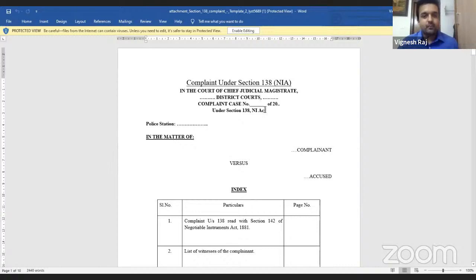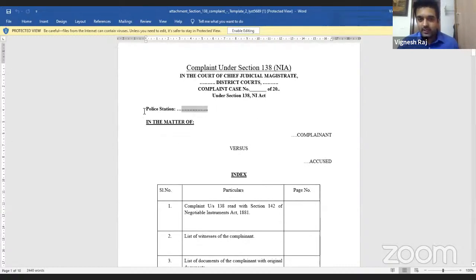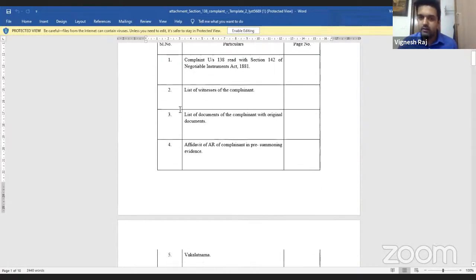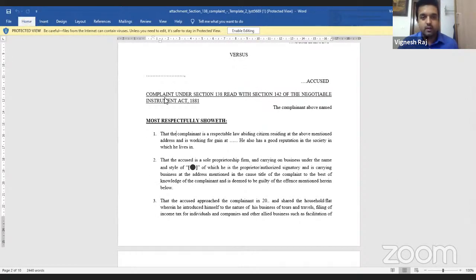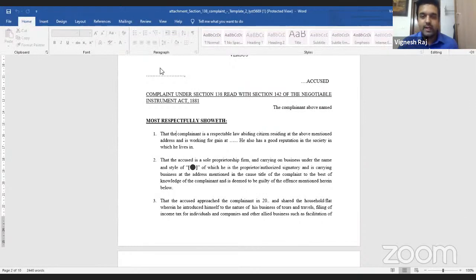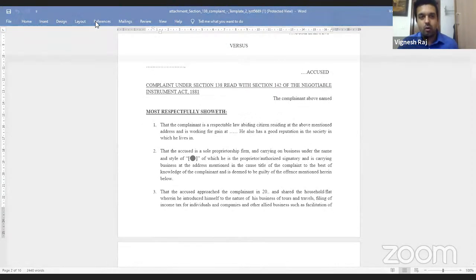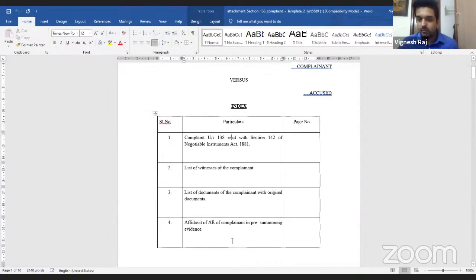Thereafter, you have to state the police station. So the place where you presented the check can be the basis on which you proceed to file your complaint before the magistrate, the court having jurisdiction in the area where the check was presented. That would constitute the basis for your complaint. And what you need to really remember here is that you need to state the particulars of the basis on which you file your complaint.